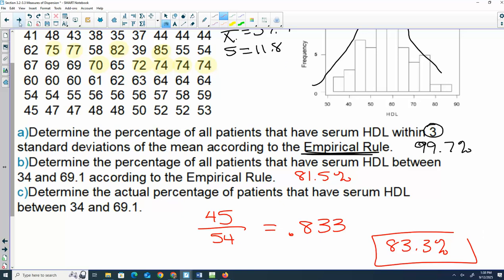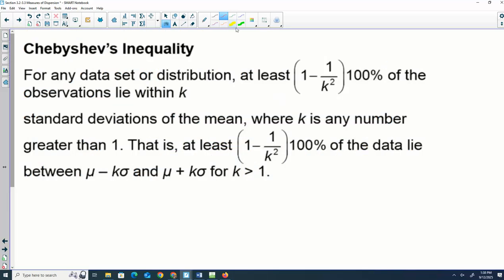So if it's not bell-shaped, we need a different rule, and that is Chebyshev's inequality. Chebyshev's is a little more conservative. It says 1 minus 1 over k squared times 100%. And I did include this one on your formula sheet. I just gave you the 1 minus 1 over k squared.